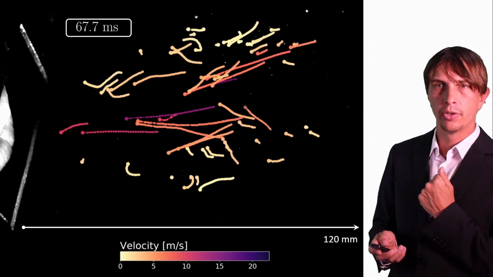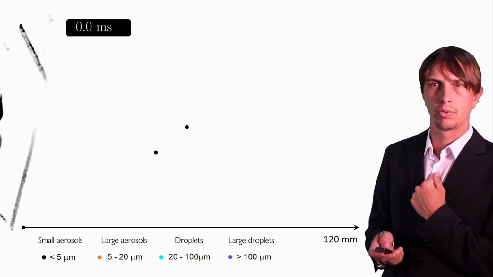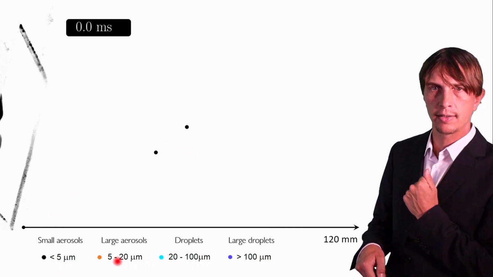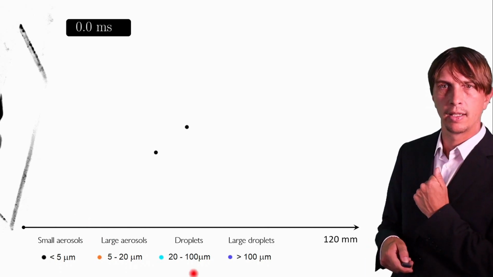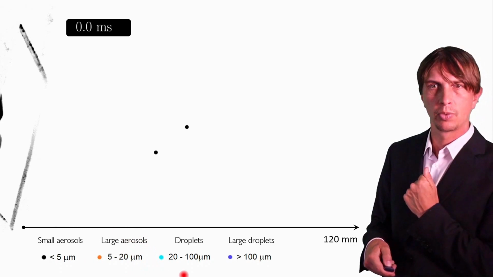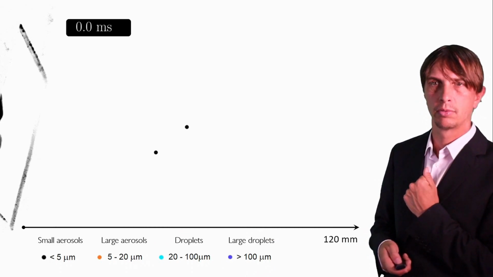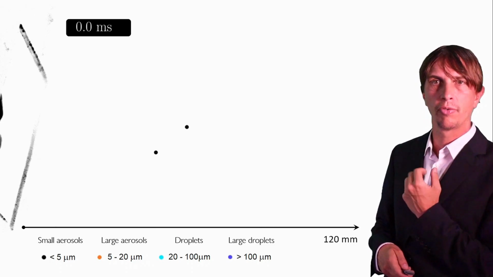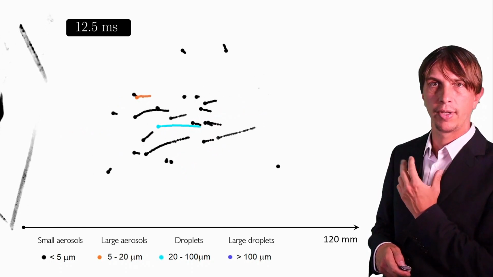Now there is another quantity that we can extract, which corresponds to the size. As defined previously, there are different sizes: small aerosols less than 5 microns, larger aerosols between 5 and 20 microns, droplets between 20 and 100 microns, and finally the large droplets above 100 microns. So we can see here a classification of the size of the particles exiting the mouth. This is another quantity of interest.